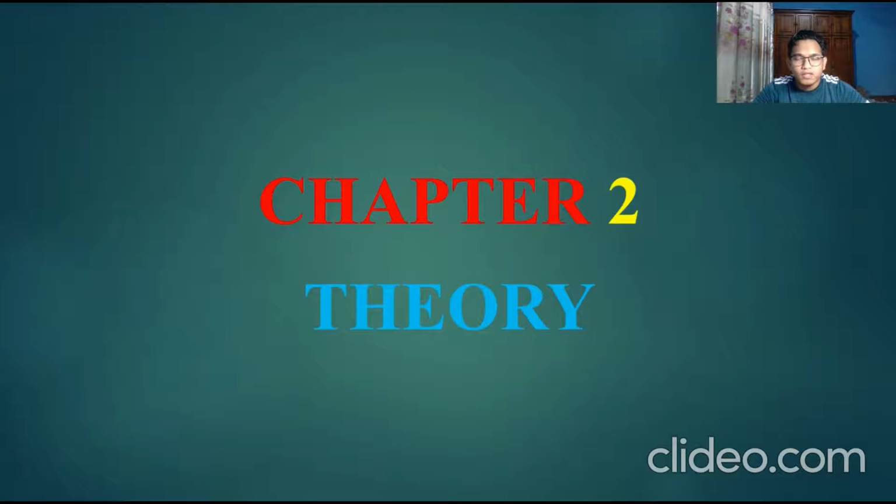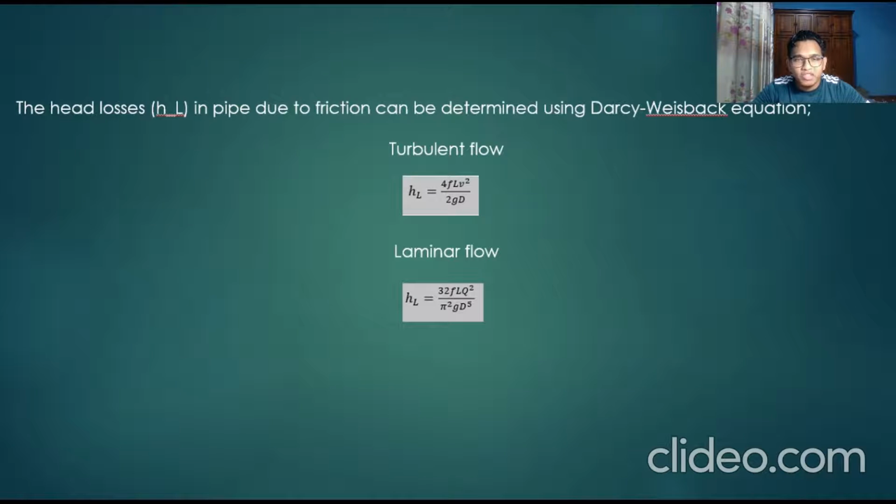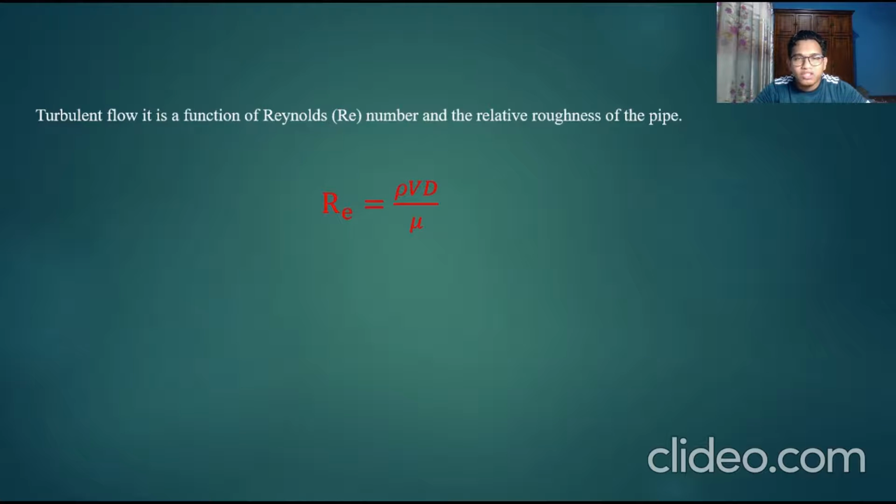In this video, we will discuss the theory in chapter 2. First, we will discuss the head loss equation, how to find the head loss. And then we will discuss the Darcy-Weisbach equation to find head losses for turbulent flow and laminar flow. And then we move to the friction head loss for both laminar flow and turbulent flow, the equation of the friction head loss for both. In theory, we will discuss the function of the Reynolds number and how to find it.